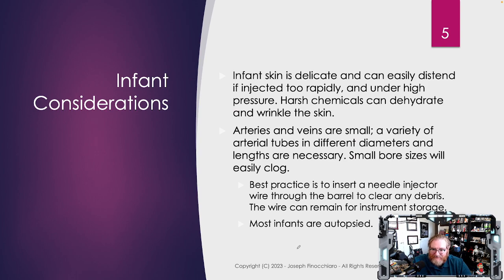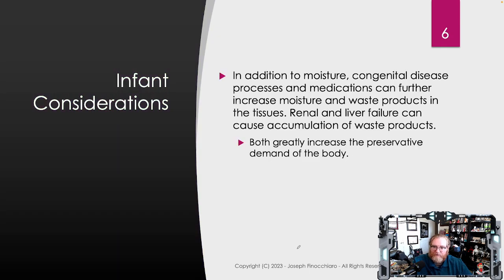Infant skin is delicate and can easily distend if injected too rapidly and under high pressure. Harsh chemicals can dehydrate and wrinkle the skin. Arteries and veins are small. A variety of arterial tubes in different diameters and lengths are necessary. Small bore sizes will easily clog. A best practice is to insert a needle injector wire through the barrel to clear any debris. The wire can then remain for instrument storage, and most infants are autopsied.